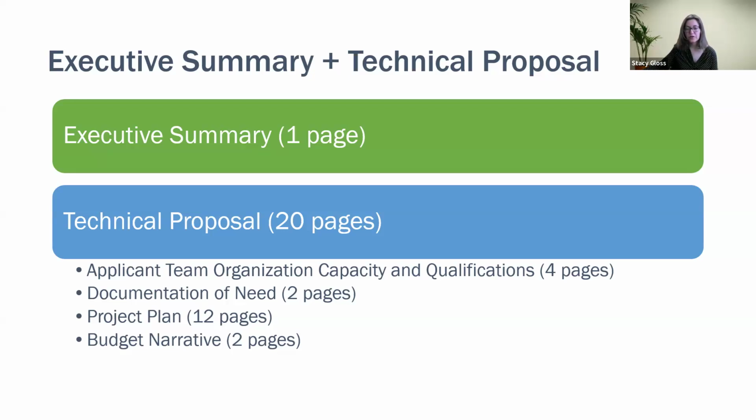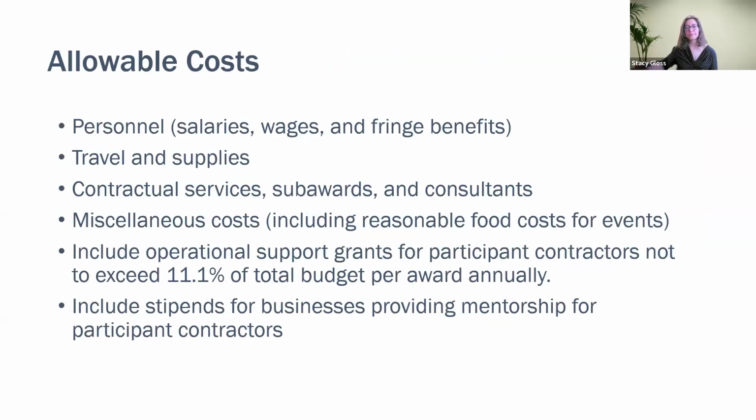Applicants must prepare and include a budget narrative to accompany the uniform grant budget. The budget narrative will contain a detailed breakdown of budget expenses and a justification for their cost. For this program, there are allowable costs and there are disallowed costs.